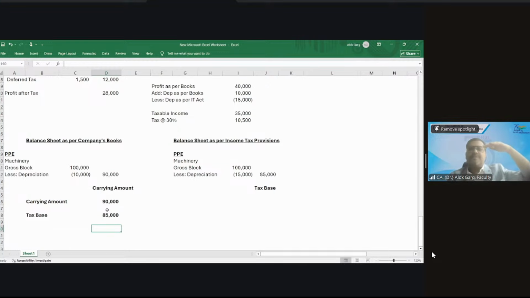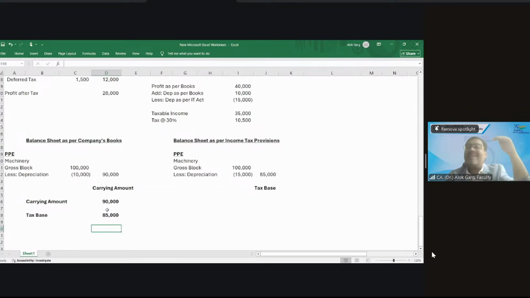Left hand is my accounting books, right hand is my income tax books. Which books of accounts do you maintain, accounting books or income tax books? Accounting books. Your P&L, balance sheet, annual report and financial statements are prepared as per accounting standards, as per Ind AS. You are maintaining your accounting books. Which hand is the accounting hand, which hand is the tax base? It's your choice. One hand is my accounting books.